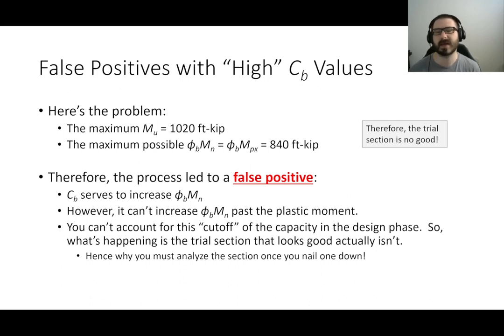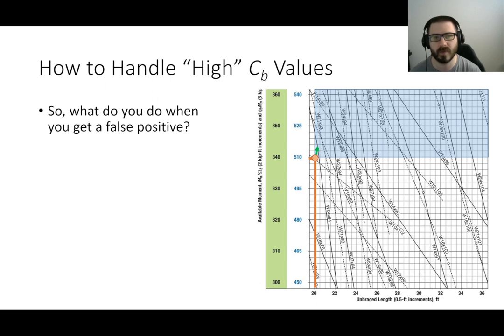So what's happening is that you're looking up a trial section that looks good according to Table 3-10, but it's not. This is one of those reasons why you definitely need to analyze the trial section once you have one, just to verify that it works. This is really why that's very important. Okay, so if we go to that example, if you followed along with the manual, you should have been on this chart. I don't know what page that's on because I have my manual open digitally here.